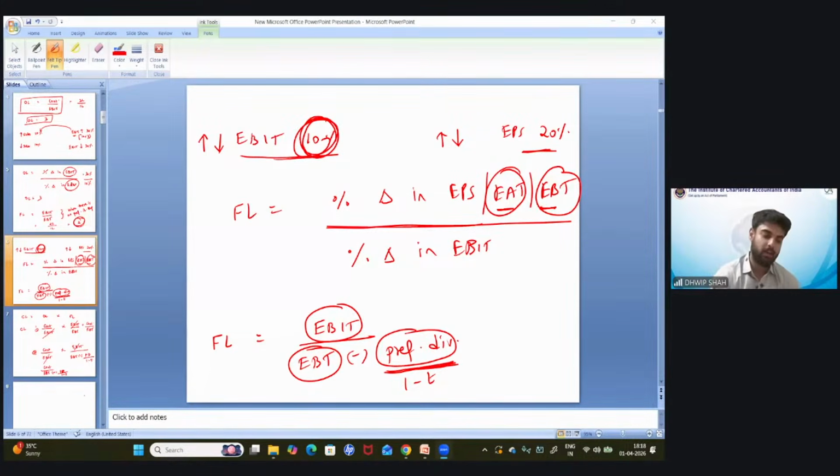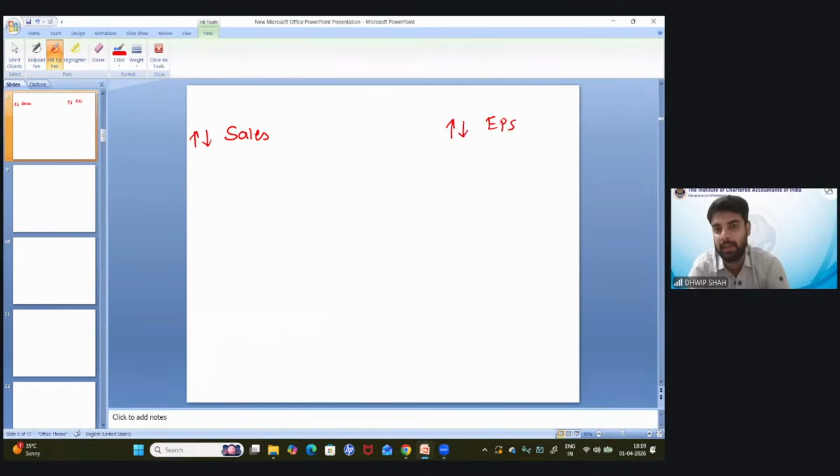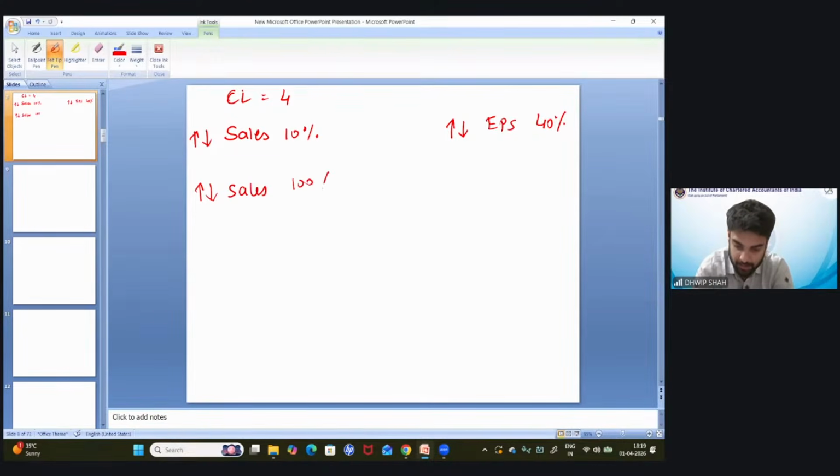Understood? Okay, combined leverage. How to interpret combined leverage? So can I say the study of combined leverage starts from sales and ends at EPS. So any increase or decrease in sales will result in an increase or decrease in EPS. Understood? So let's say combined leverage comes to 4 times. So if sales increase or decrease by 10%, EPS will increase or decrease by 40%. And if sales increase or decrease by 100%, then EPS will increase or decrease by 400%. Are you following, everyone? This is how you interpret combined leverage. Which leverage's study starts where and ends where? If you remember this, then interpretation is very easy. Clear, everyone?